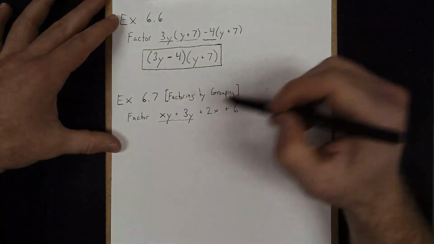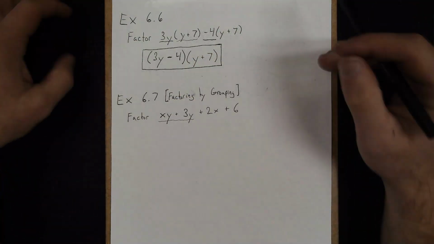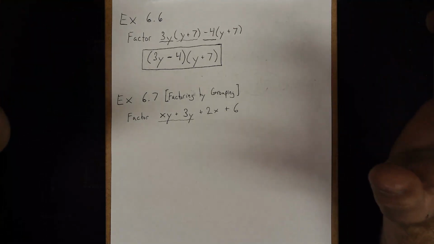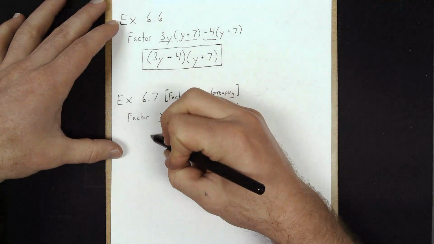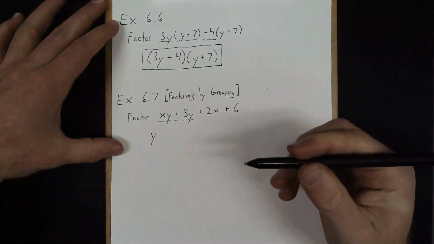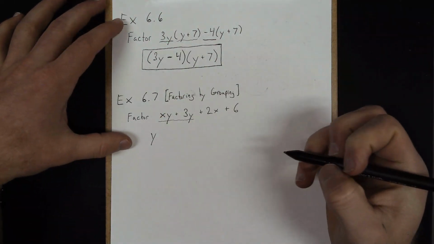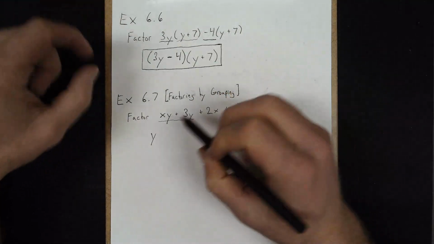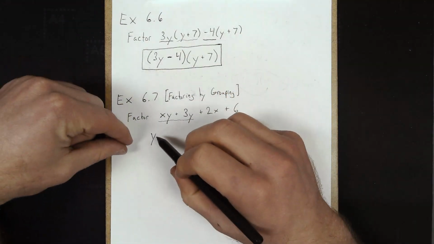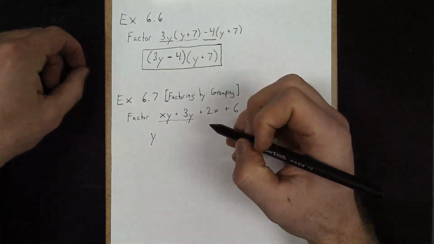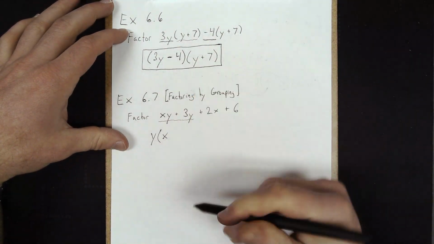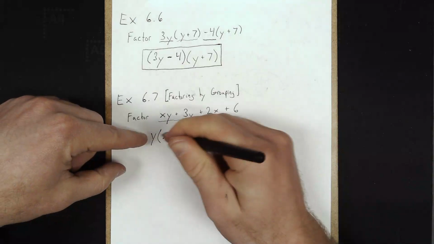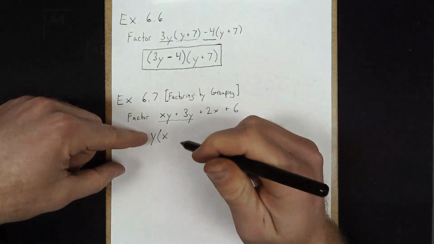Let's look at these two terms, xy and 3y. What do they have in common? They have a y in common. So go ahead, take that y and put it out front. Now what we're asking is, what times y will give me xy? Well, x, right? If I multiply those two, I get xy.